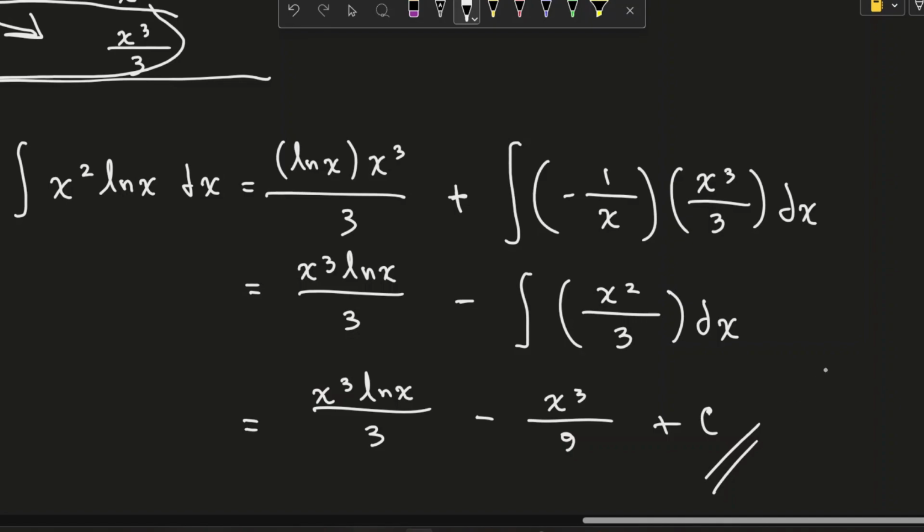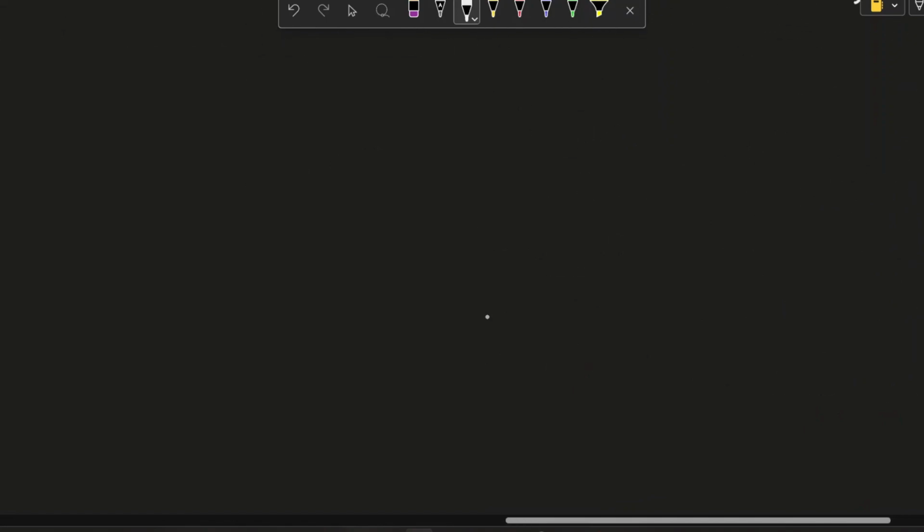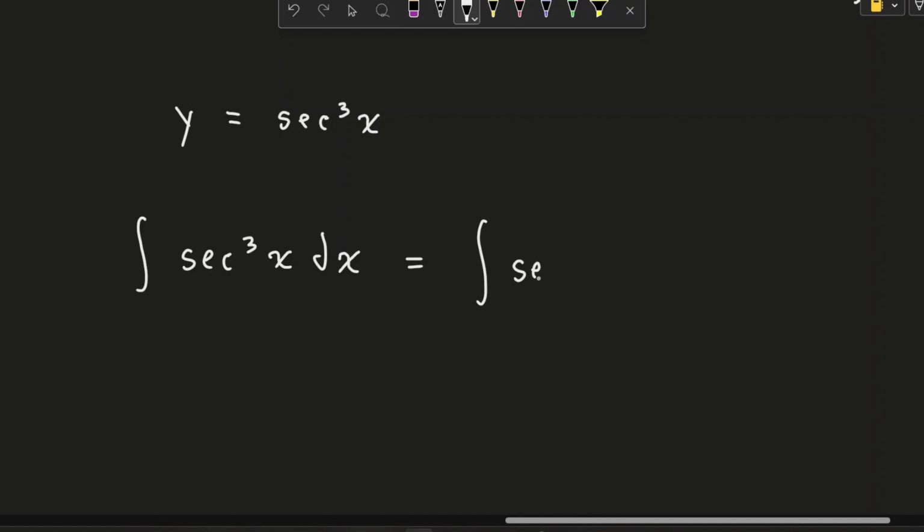Now, when can we not use the LIATE method? Let's say we have a function which looks like this, and we're told to integrate this function. So the integration of sec cube x dx. Now, can we write this expression in this format? It's basic indices.